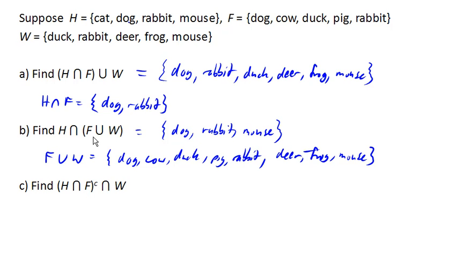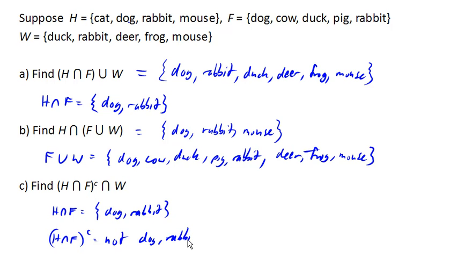Okay, so now for the last one, we're going to start out by finding the intersection of H and F, which we did earlier. Now, remember that this little C here means complement. So the complement of H intersect F is not dog or rabbit. I know I could list out all the other possibilities, but I don't really want to here. So we're going to intersect not dog and rabbit with the set W. So we can take everything from W that's not a dog or a rabbit.